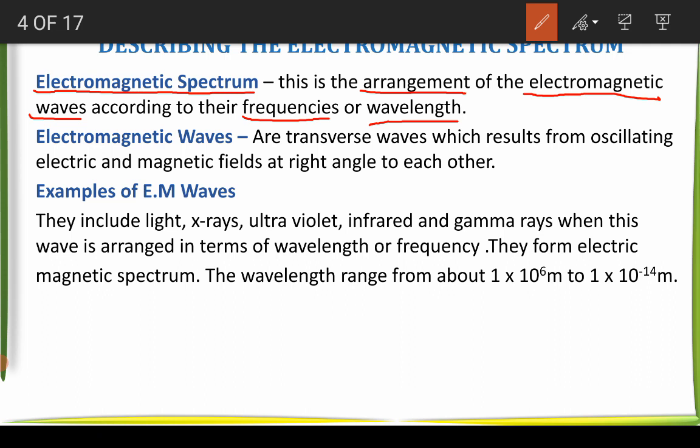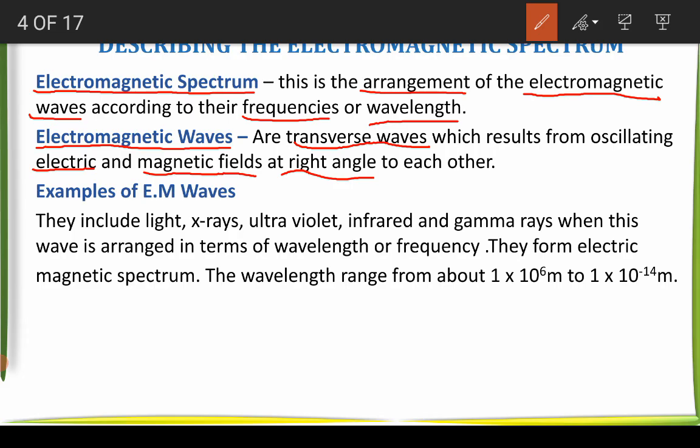So what are electromagnetic waves? We define electromagnetic waves as transverse waves which result from oscillating electric and magnetic fields. When electric fields and magnetic fields interact at a 90-degree angle to each other, they generate electromagnetic waves. I hope you get that.